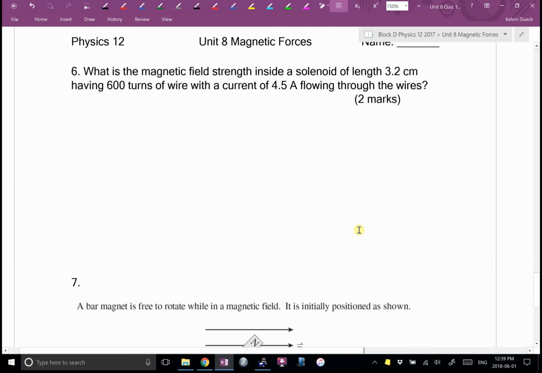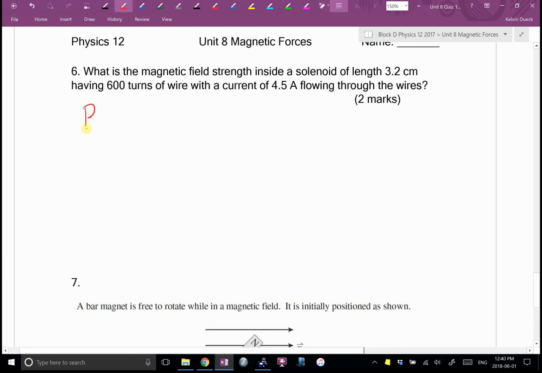Solenoids. What's the magnetic field strength inside a solenoid of length 3.2 centimeters, having 600 turns of wire with a current of 4.5 amps? So, what's the variable for magnetic field strength? B. Most common mistake I see on questions like this is kids go, oh, it's going to be BIL. They make up some nonsense for that, or they put the 600 there because they're desperate. They put the current there and the length. They somehow think, oh, I found the field because field begins with F. No. What does F stand for in physics? Which is not a field.